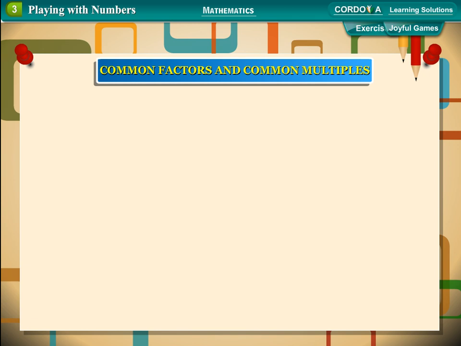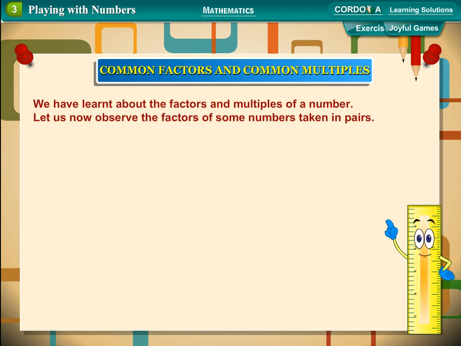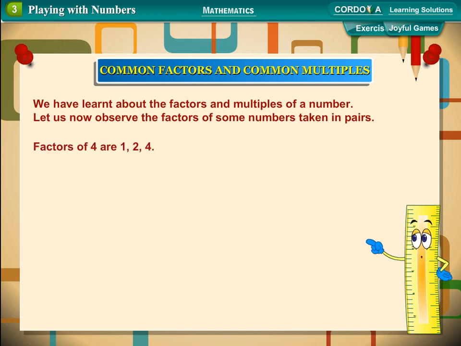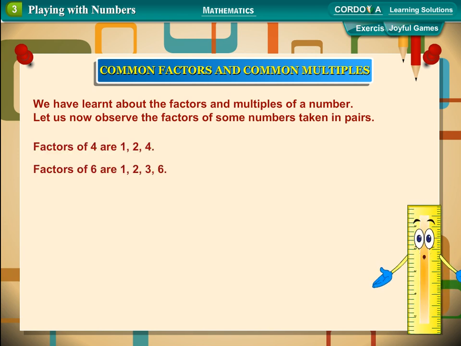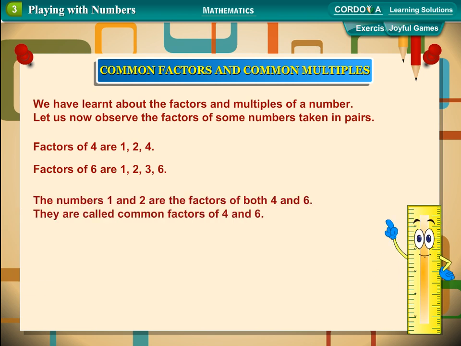Common factors and common multiples. We have learnt about factors and multiples of a number. Let us now observe the factors of some numbers taken in pairs. Factors of 4 are 1, 2, 4. Factors of 6 are 1, 2, 3, 6. The numbers 1 and 2 are the factors of both 4 and 6. They are called common factors of 4 and 6.